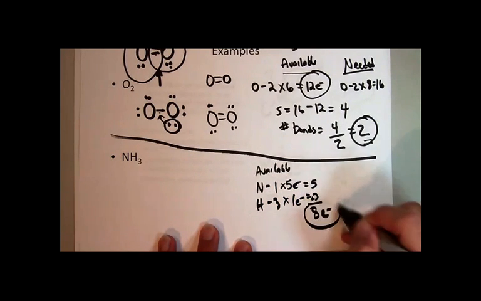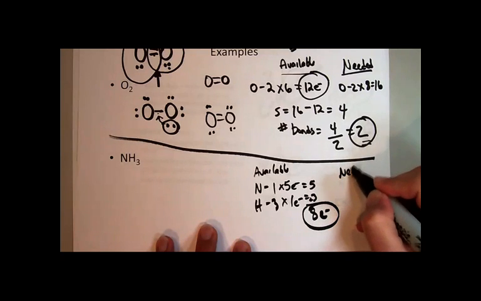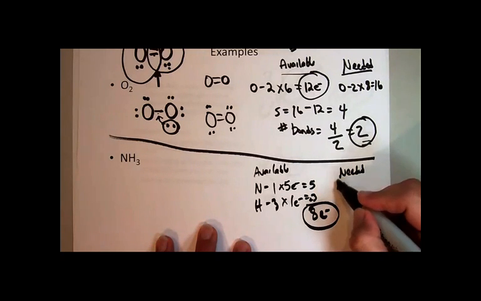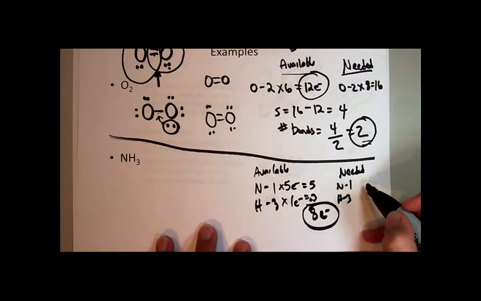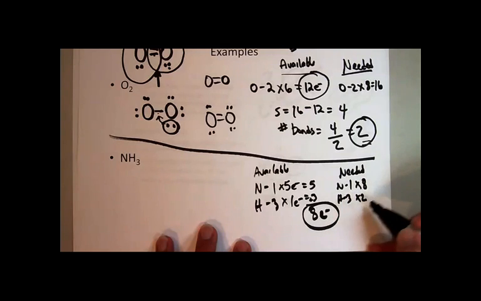That's my available. And then needed, in this case, of course, we've got 1 nitrogen, 3 hydrogens. Nitrogen is, like most other elements, it needs 8 to satisfy its valence shell. And hydrogen is unusual. It only needs 2. You have to remember that. And so 8 plus 3 times 2 is 6. The total needed to satisfy individually each atom here is 14.